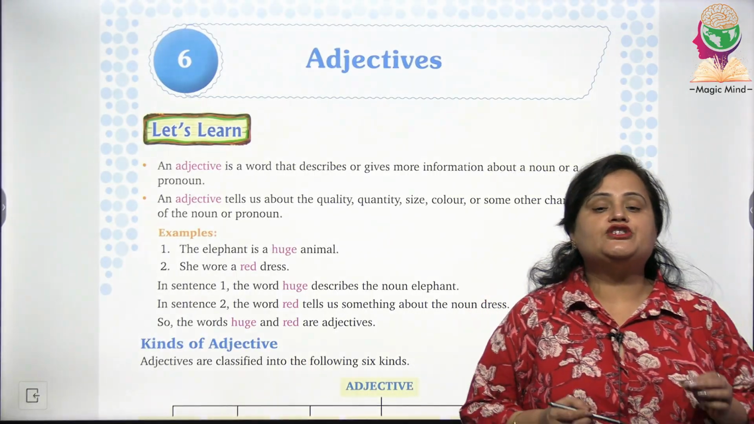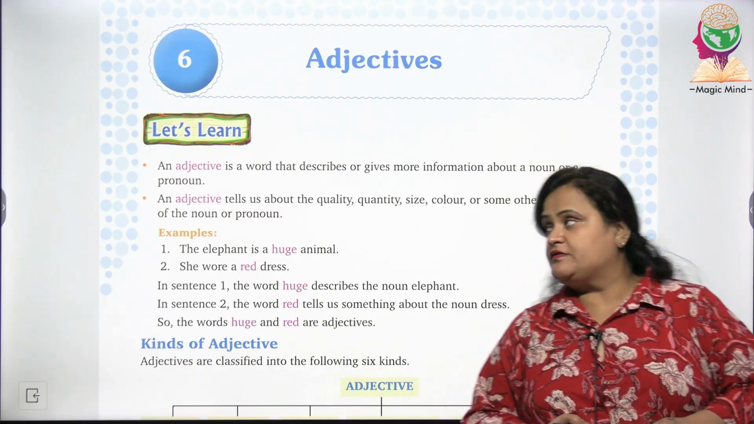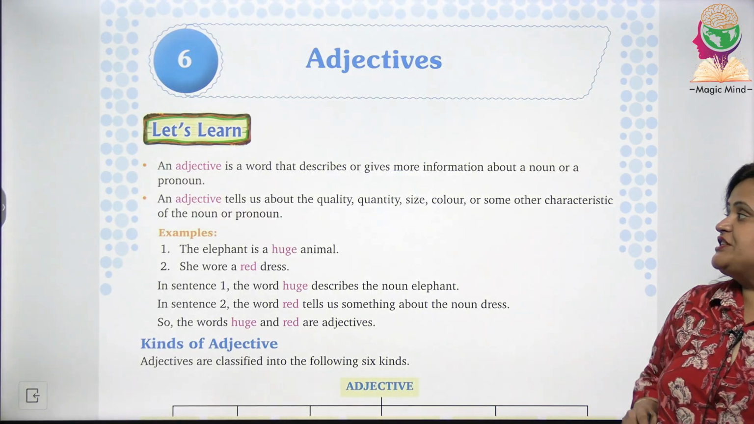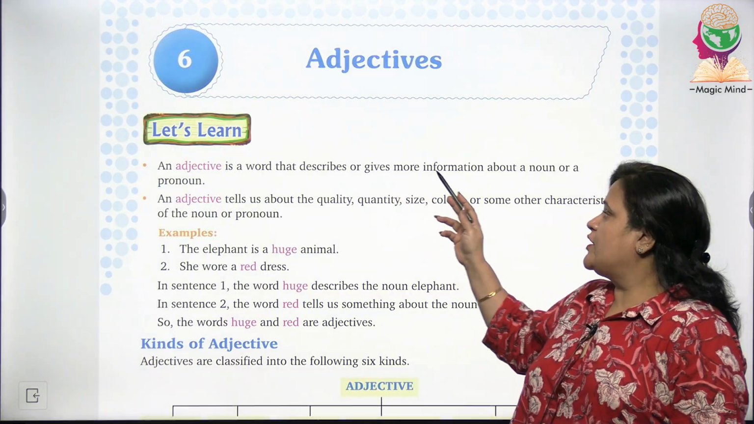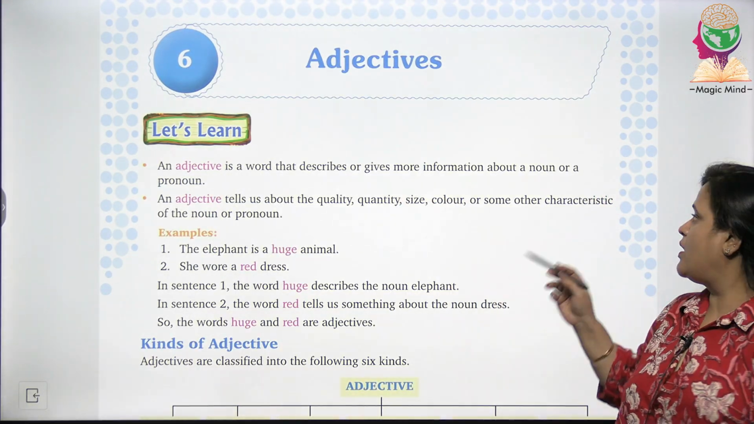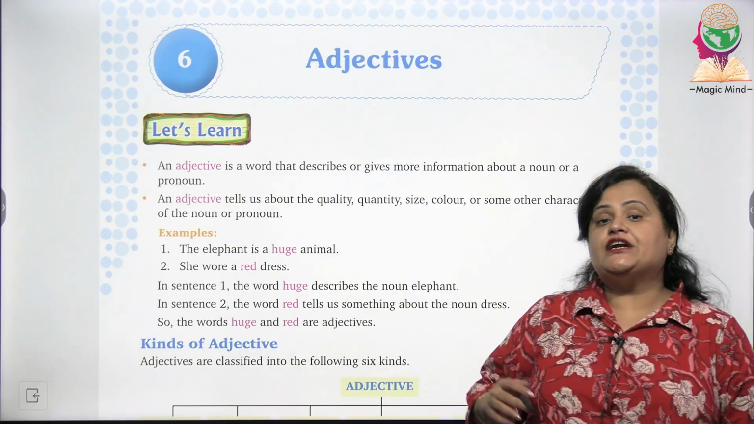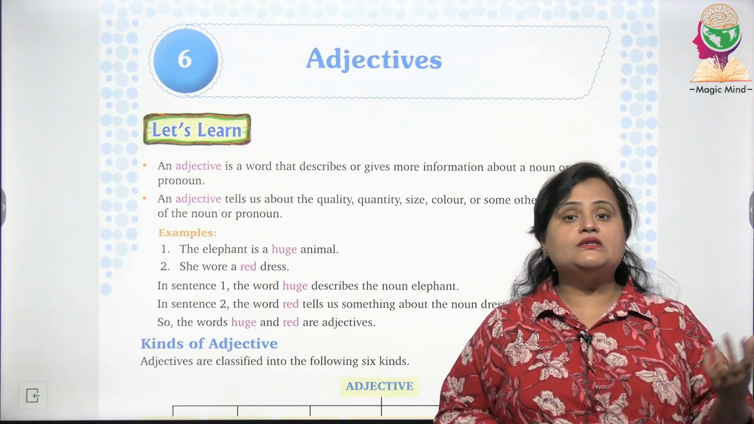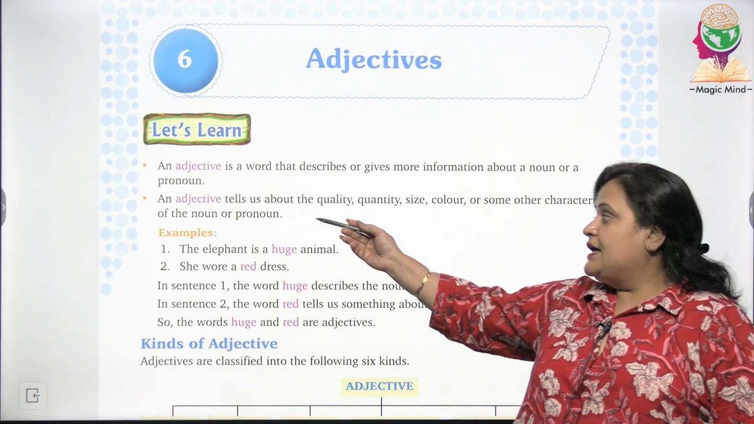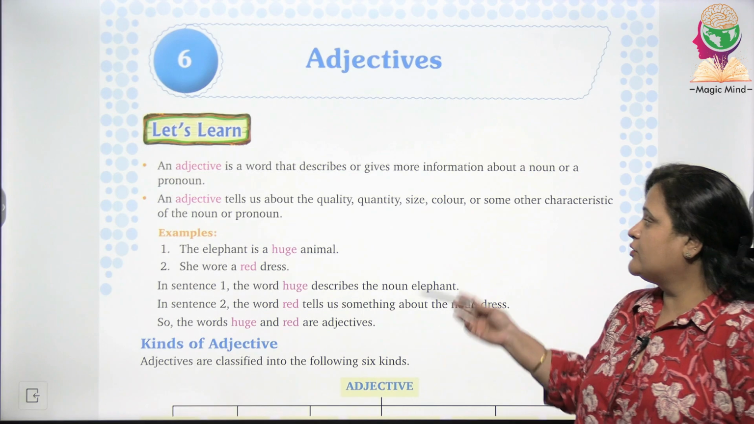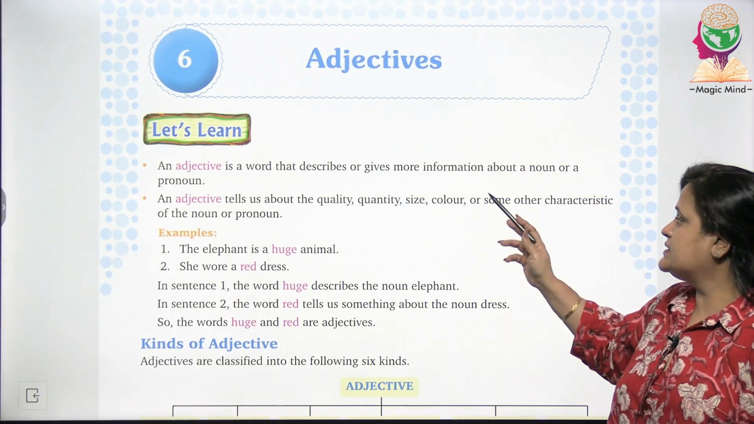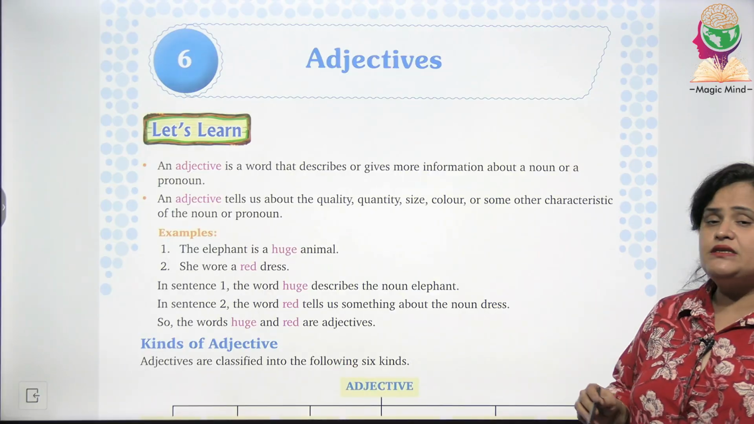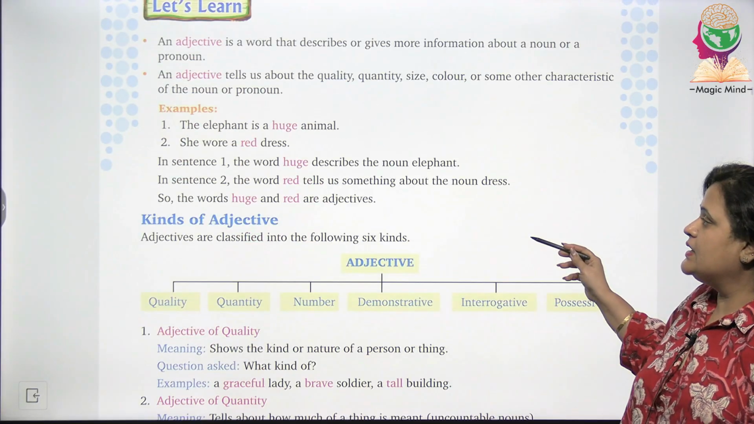Let's start children, chapter number 6, Adjectives. Let's learn. An adjective is a word that describes or gives more information about a noun or a pronoun. एडजेक्टिव वो वर्ड होता है बच्चों जिससे हमें नाउन और प्रोनाउन के बारे में और ज़्यादा इंफॉर्मेशन मिलती है. An adjective tells us about the quality, quantity, size, color or some other characteristics of the noun or pronoun.